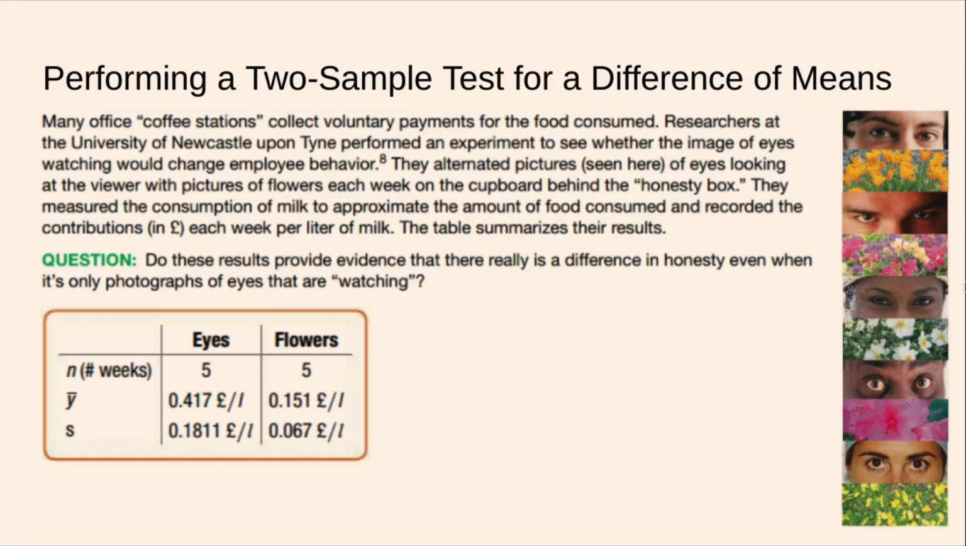They alternated pictures of eyes looking at viewers with pictures of flowers each week on the cupboard behind the, quote, honesty box. They measured the consumption of milk to approximate the amount of food consumed and recorded the contributions in pounds each week per liter of milk. The table summarizes their results. And here's the big question. Do these results provide evidence that there really is a difference in honesty even when it's only photographs of eyes that are watching and not actually the good people of Newcastle upon Tyne? So here are our data. We have sample sizes of 5 pictures involving eyes and 5 pictures involving flowers, and we have a mean amount of money in pounds collected in each case and standard deviation among the cases.